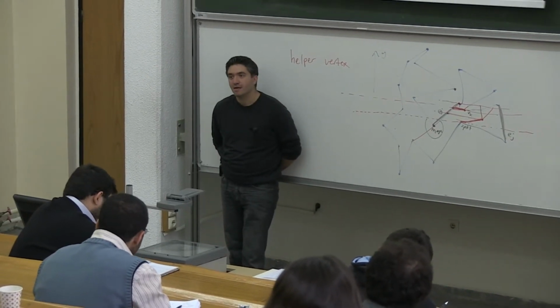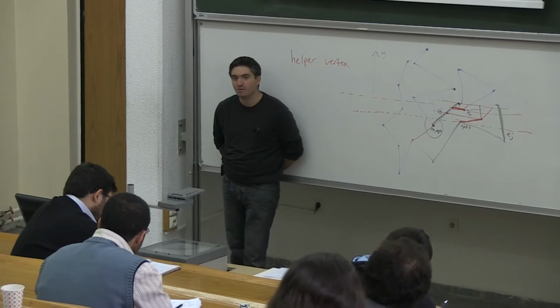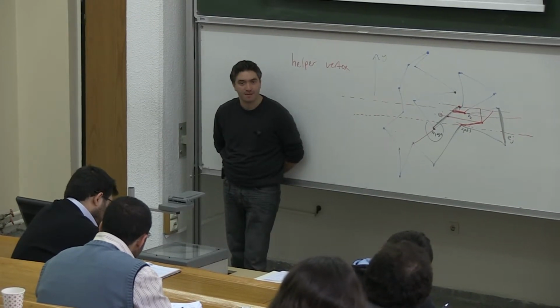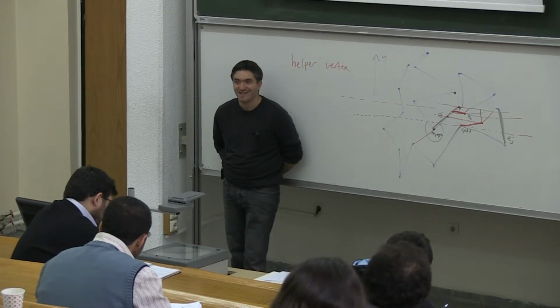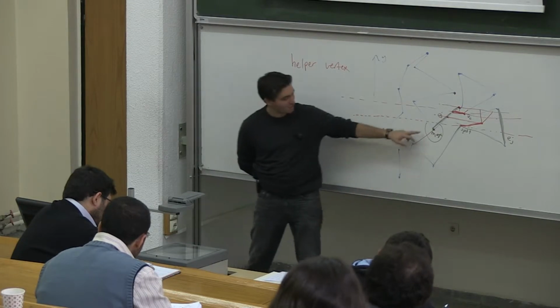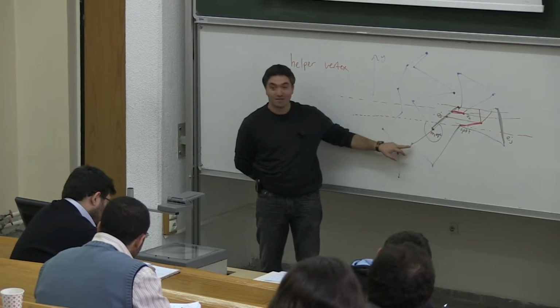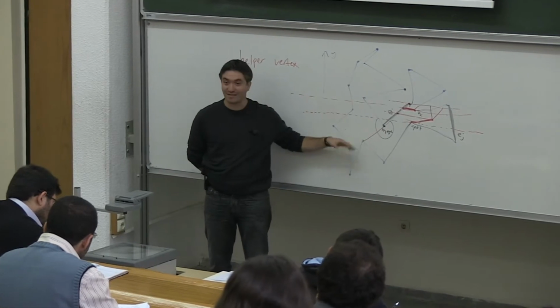But now, if you come to merge vertices, we have a problem. Now we said that for merge vertices, we need to draw a diagonal to a vertex that is lower than that.